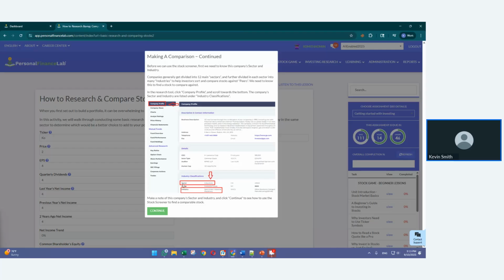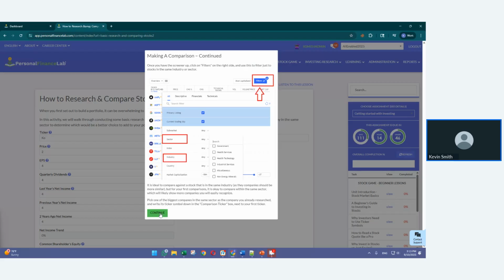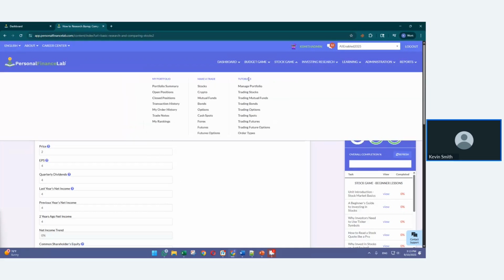And what does a sector mean? What does an industry mean? It talks about that. And then it walks through our other tool we have in here, which is called a stock screener.